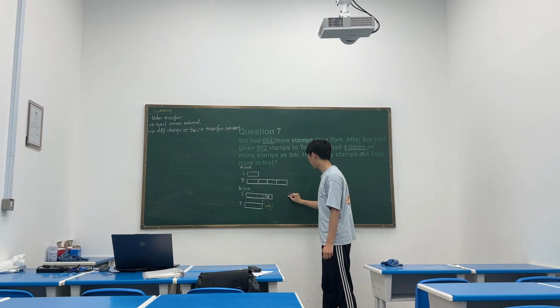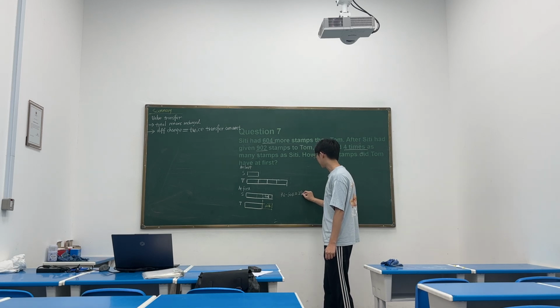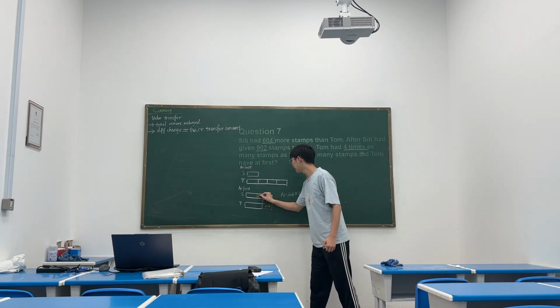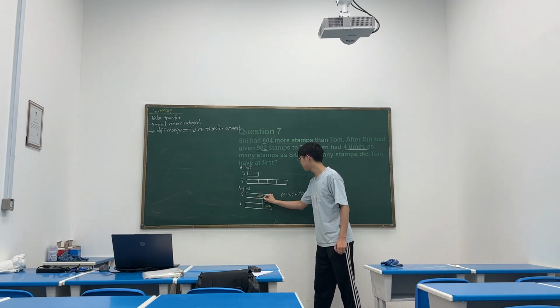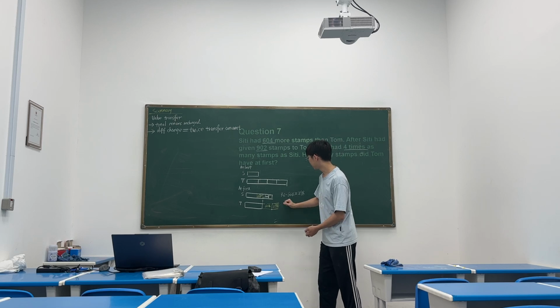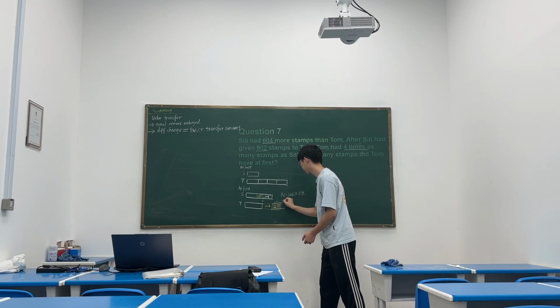So 604. 902 minus 604 will give us 298. So Cindy still again needs to give 298 more to Tom. So these two have been cancelled out. So Tom will receive another 298. Tom received another 298 to get this value. Okay?